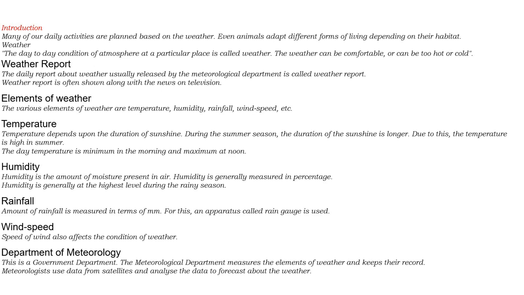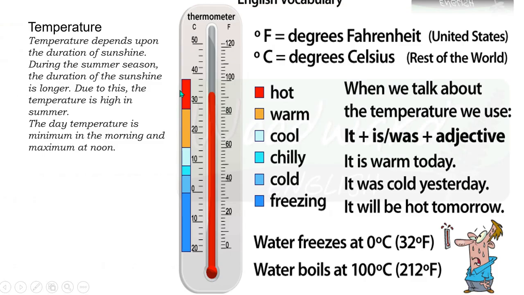For preparing the weather report, the meteorological department people use certain elements. They measure elements like temperature, humidity, rainfall and wind speed, and by analyzing all these they prepare a weather report, which is released by the meteorological department and shown along with the news on televisions and in newspapers. Let's see one by one the elements of the weather.